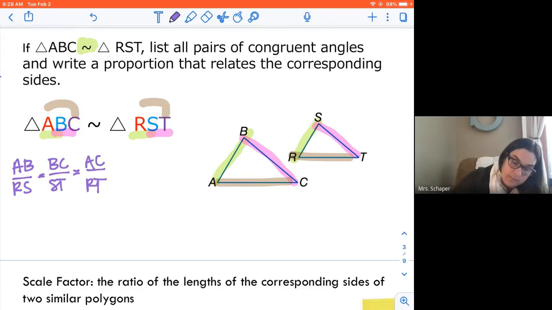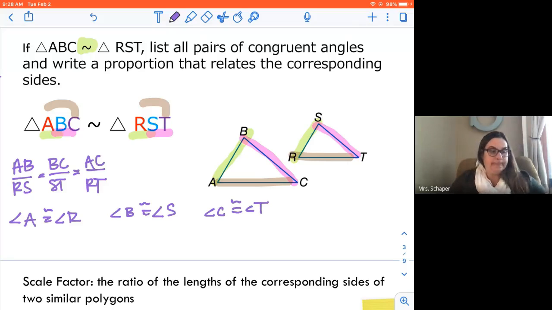Okay. Now the angles, angle A is congruent to angle R. And angle B is congruent to angle S. And angle C is congruent to angle T. Okay, so when we look at this, the angles are congruent, the sides are proportional.